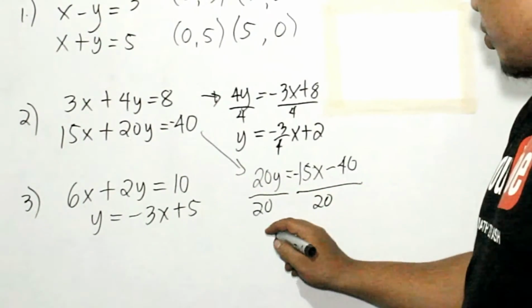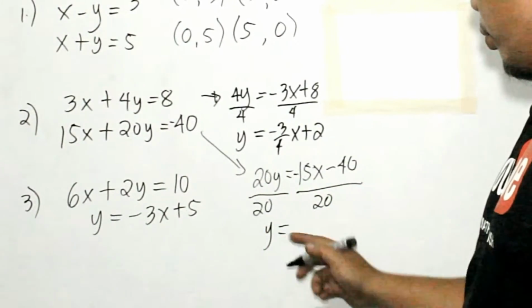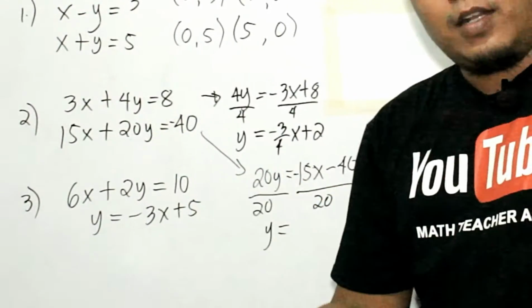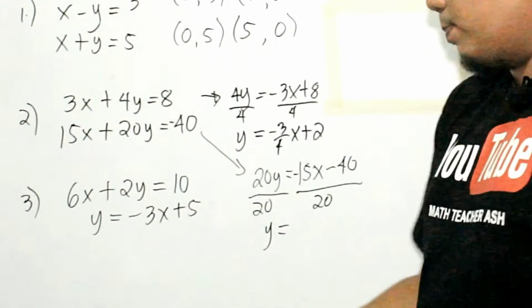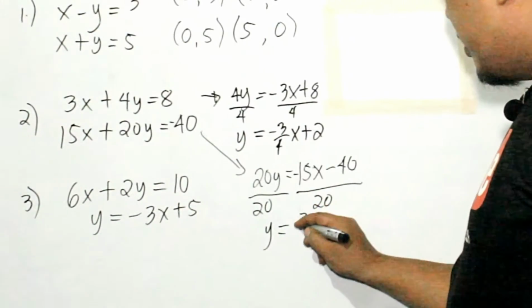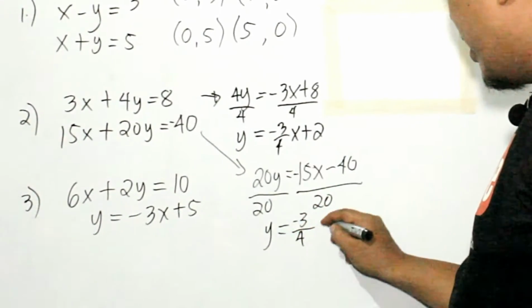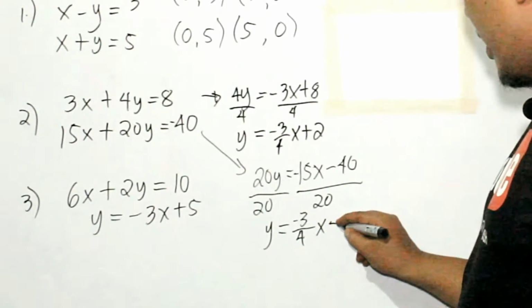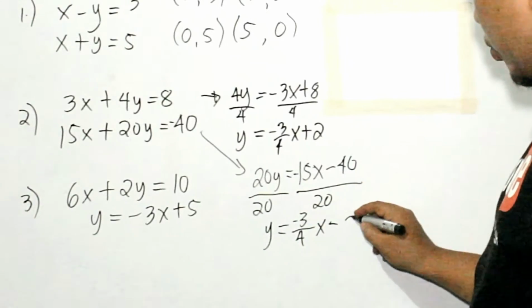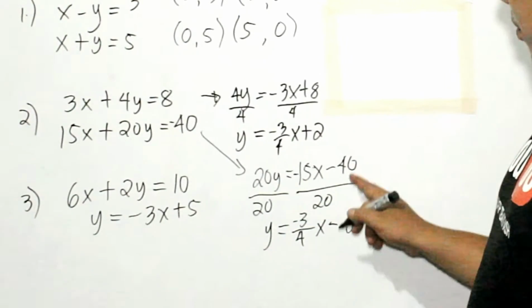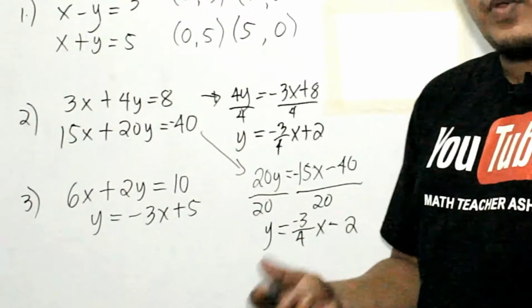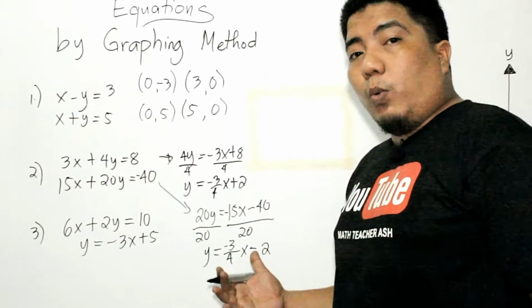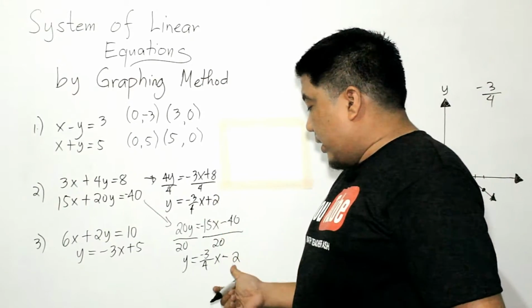That gives me y. Negative 15 over 20, you can get the lowest term by dividing both numerator and denominator by 5, giving you negative 3 over 4 x. And negative 40 divided by 20 is negative 2. Because negative 40 divided by positive 20 will give you a negative answer. That is negative 2.